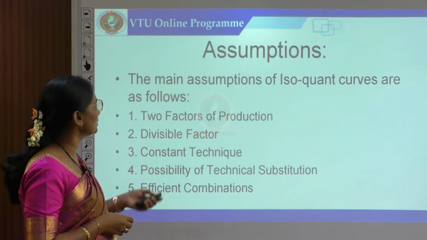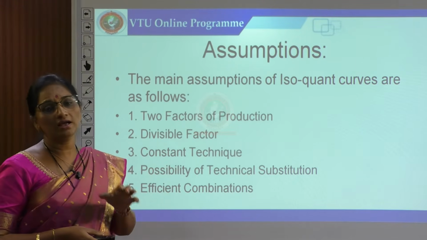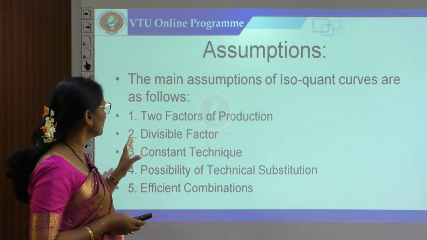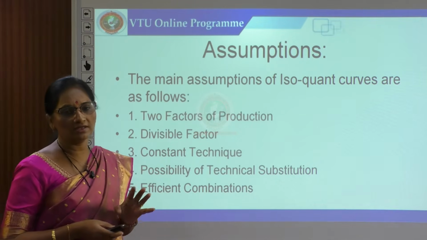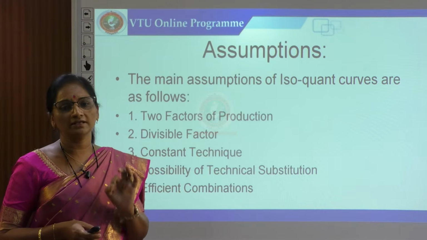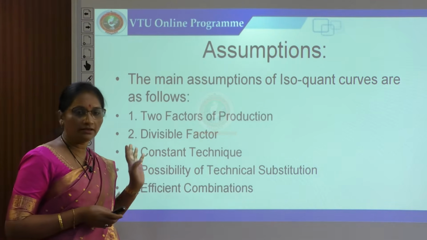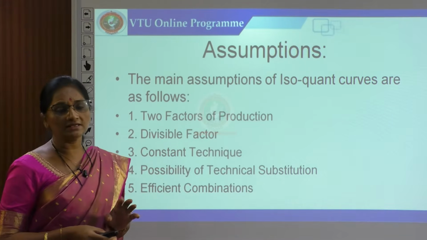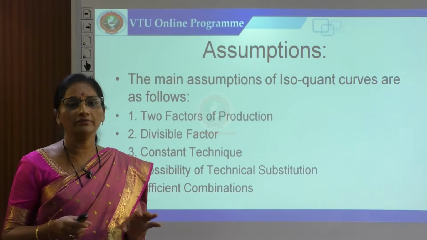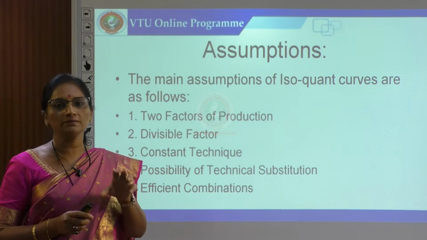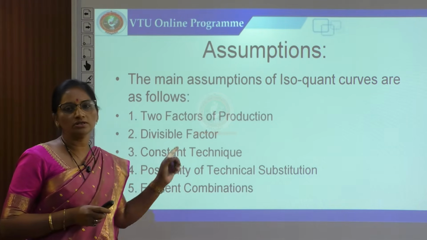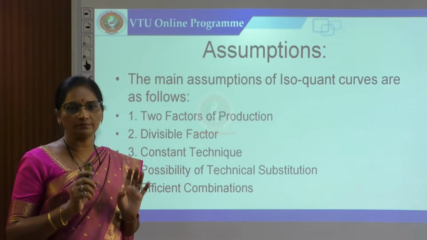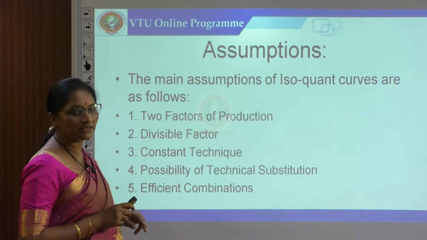Then furthermore we need to understand the assumptions of isoquants. These curves are based on these assumptions, so what are they? First, two factors of production, one is capital and the second is labor. Second, divisible factors. Factors can be divided according to the expectation. With this assumption, the isoquant curves are prepared. So factors can be divided according to our expectation as a producer. This is the second assumption.